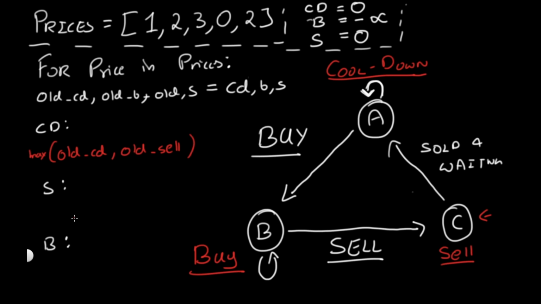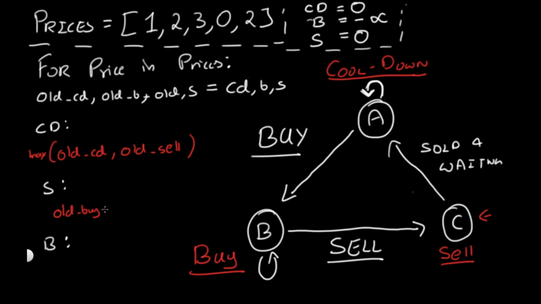Similarly, let's see how we can do that for sell. For sell, we're selling for whatever the price is on that day, so the price at day i, we're just selling it there. We're going to take our old buy, which gives us the profit of our old buy. And remember, our profit when we buy is going to decrease, because when you buy, you're spending money.